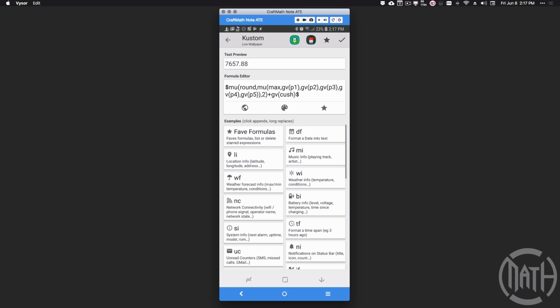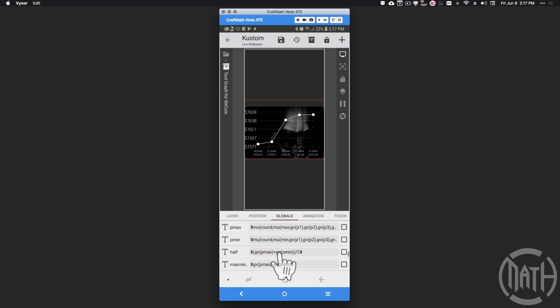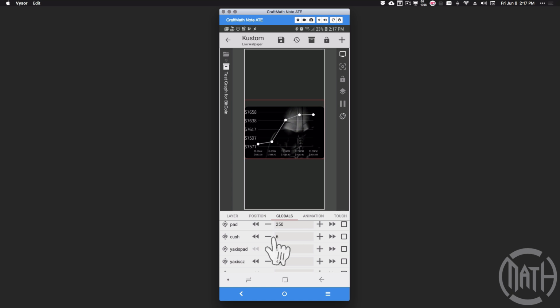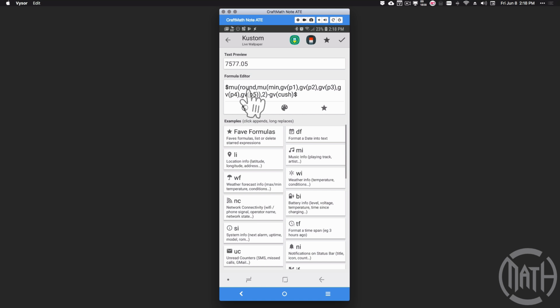$7,651.88 plus GV Kush is $7,657.88. The reason it's $6 higher is because GV Kush is currently set to 6. Very similar for Pmin. Let me take away some of this stuff.